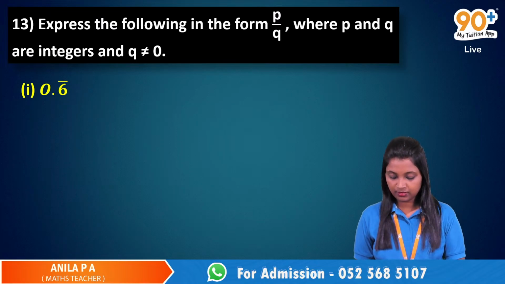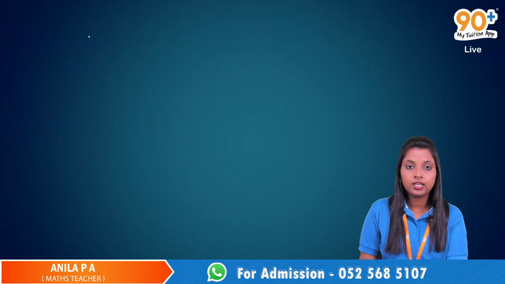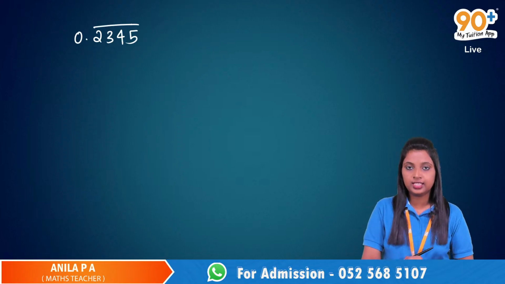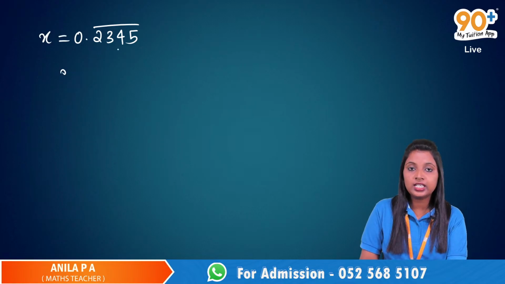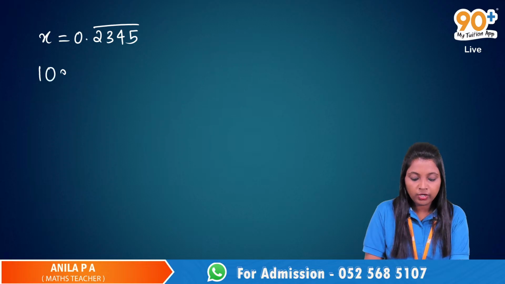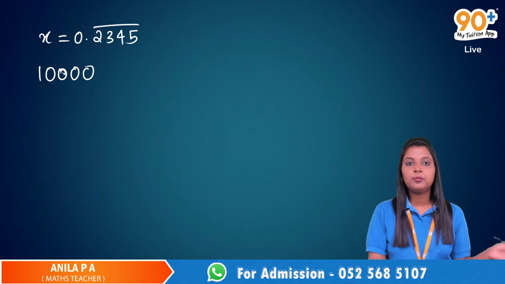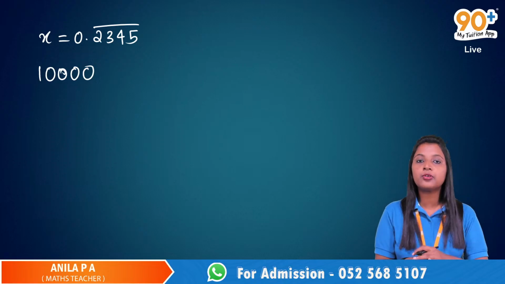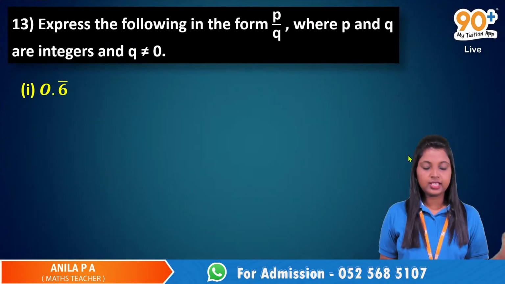What if there are 4 digits that are repeated? Do we take 10,000 or 100? Like 0.2345 bar. Okay, so this is x, and how many digits are repeating? 4 digits. So after 1 you have to put 4 zeros. So basically 10,000. Fine. Yeah. The number of repeating digits is the same as the number of zeros after 1. Okay. And this is the next question.